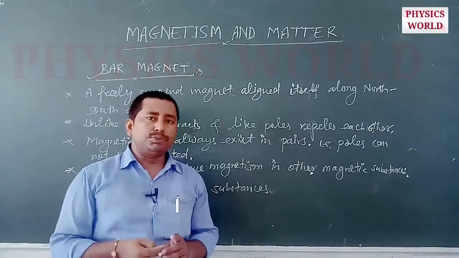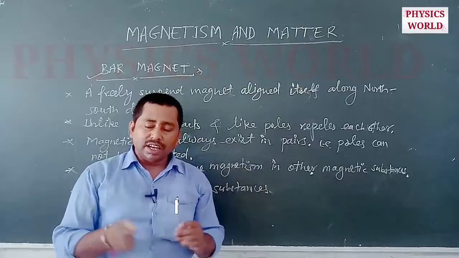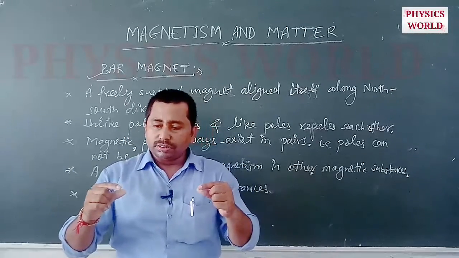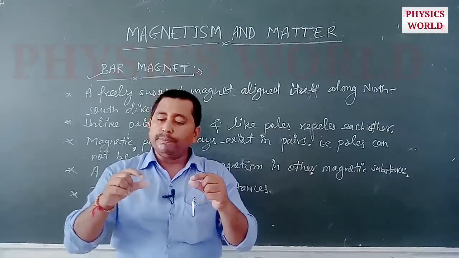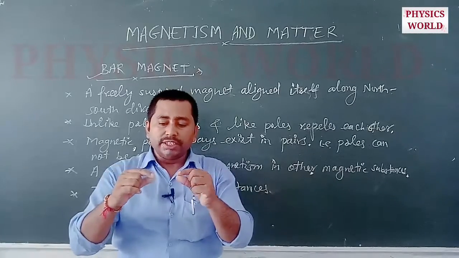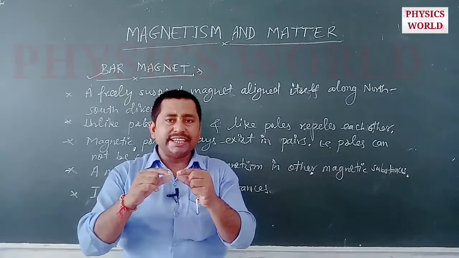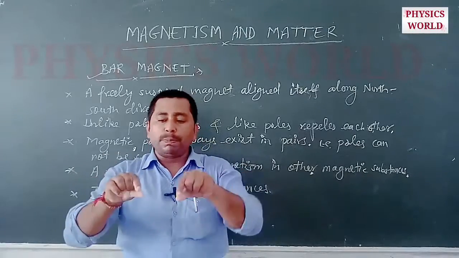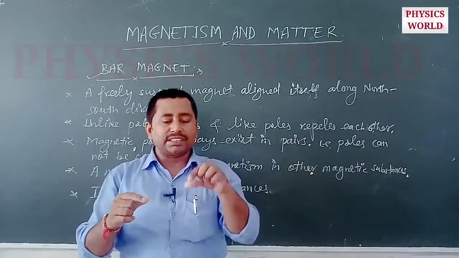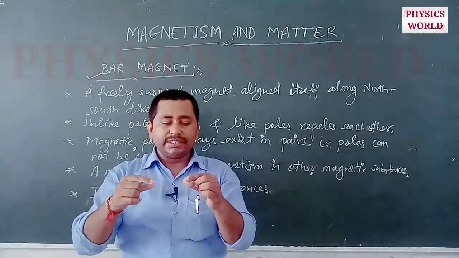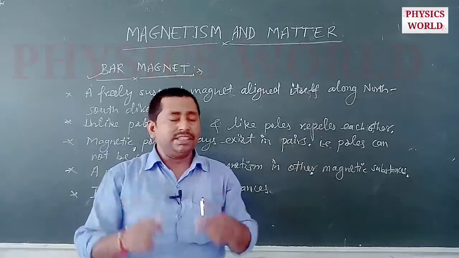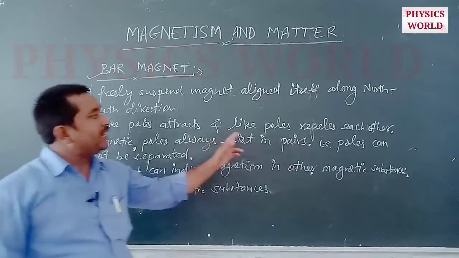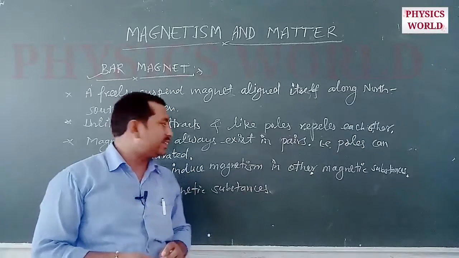Suppose you have two bar magnets and you bring the same poles close together, then you find that they repel each other. And if you bring the opposite poles of the two magnets close, that is the north of one and the south of the other, then they stick to each other easily. So unlike poles attract and like poles repel each other.